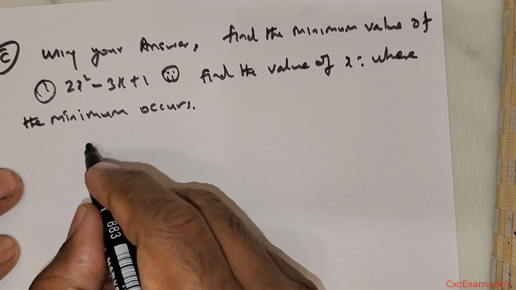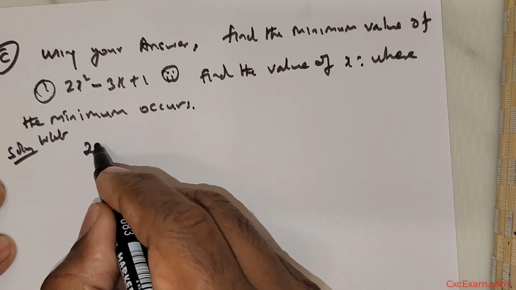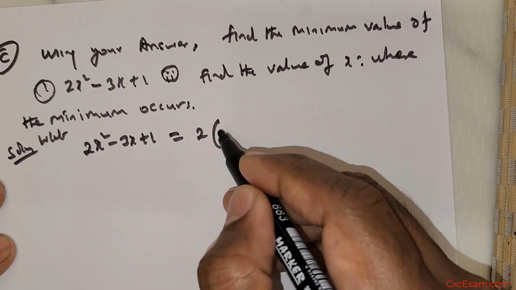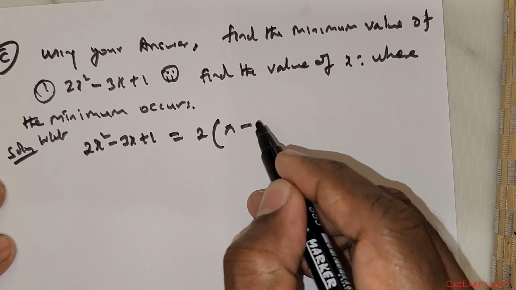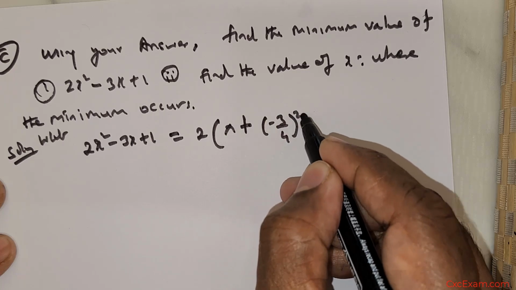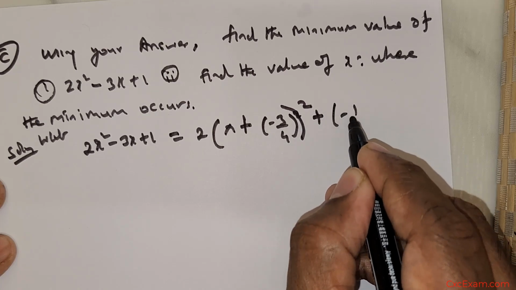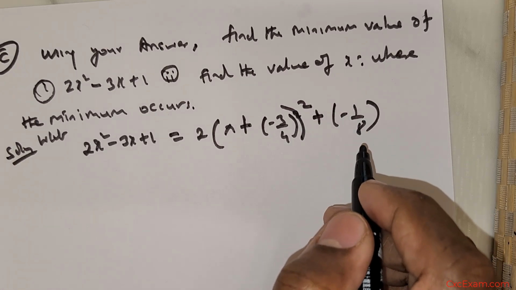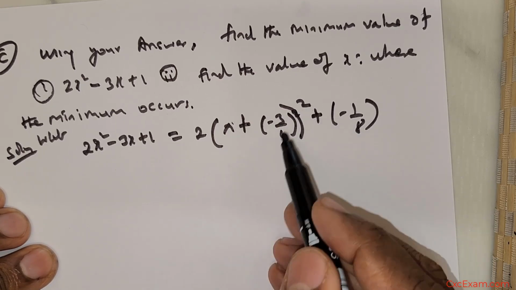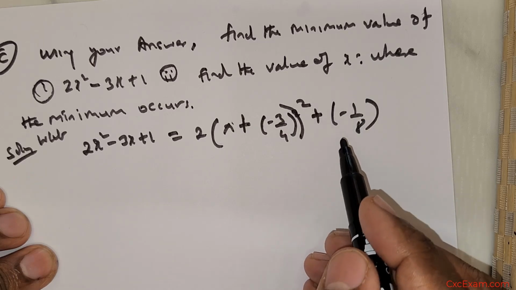Okay, now we know, so this is the solution. So what do we know? We know that 2 times x squared negative 3x positive 1 is represented as 2 times of x positive of negative 3 over 4. This entire thing is raised to the power of 2 followed by positive of negative 1 over 8, right? Now when this entire component becomes 0, you get the value negative 1 over 8, which is the least value.